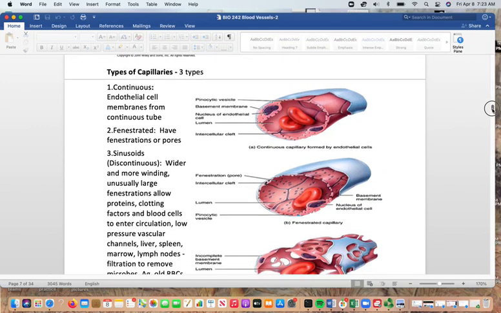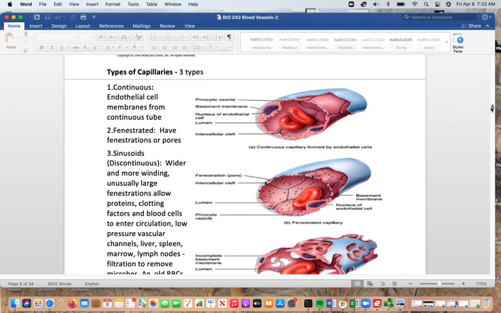So we have three types of capillaries. The continuous ones, the endothelial cell membranes form a continuous tube. So that's what we can see here. The fenestrated ones have fenestrations or pores. That's what a fenestration is. So you can see the little pores in the walls here.